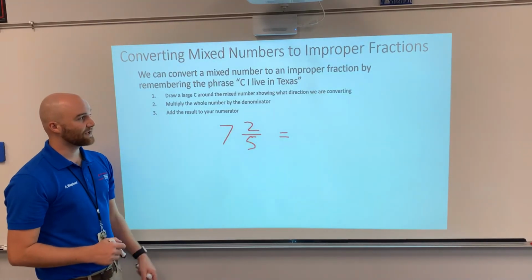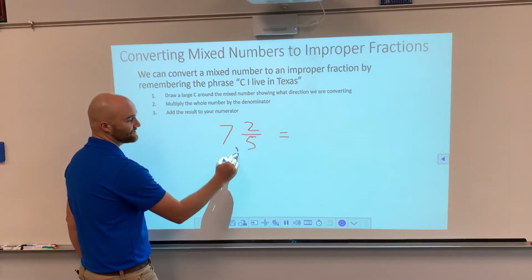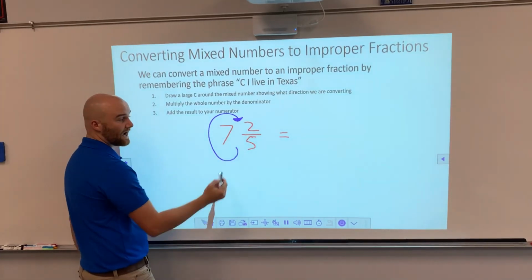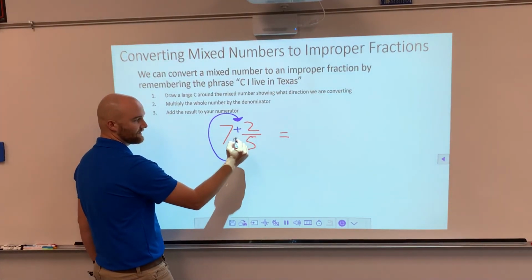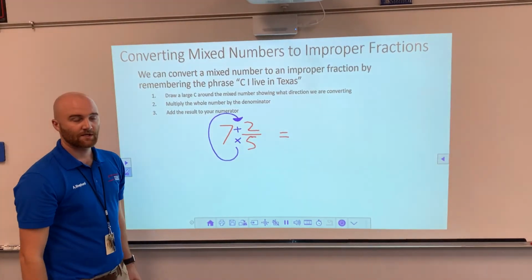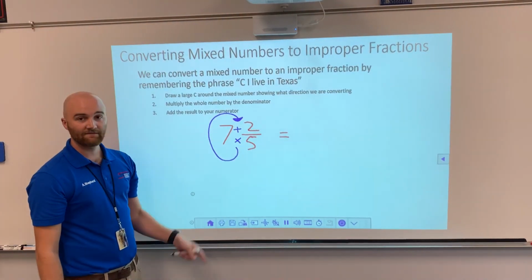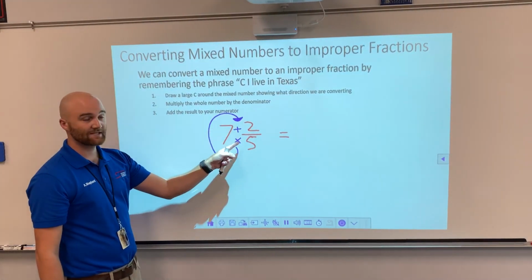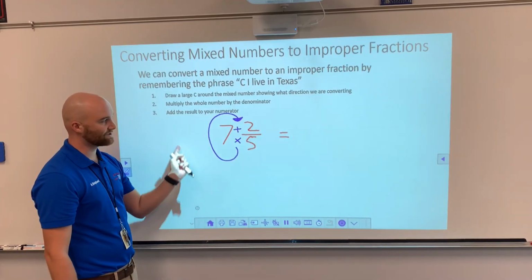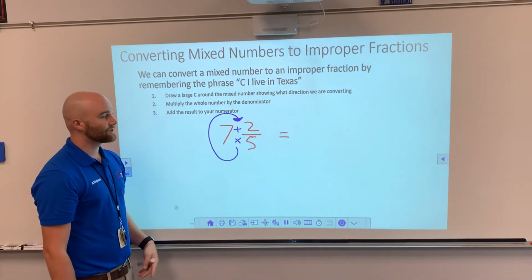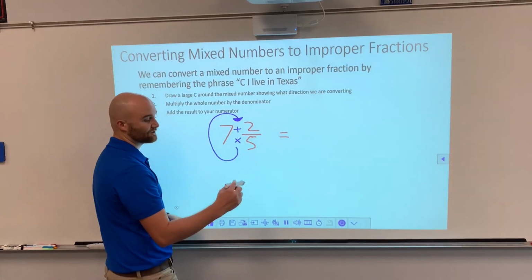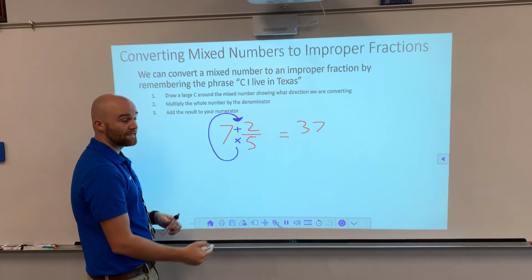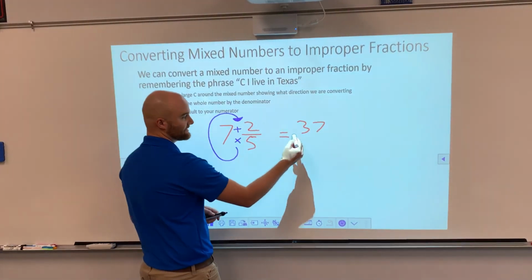Okay, 7 and 2/5. I'm going to draw a big giant C around here. See, I live in Texas. That's TX. So 7 times 5 gives me 35. Then I'm going to bring that around to the top. The 7 times 5 gave me 35, and I bring that 35 all the way to the top. 35 plus the 2 gives me 37. So I'm going to write 37 over here, and then the bottom number, my denominator, stays the same.